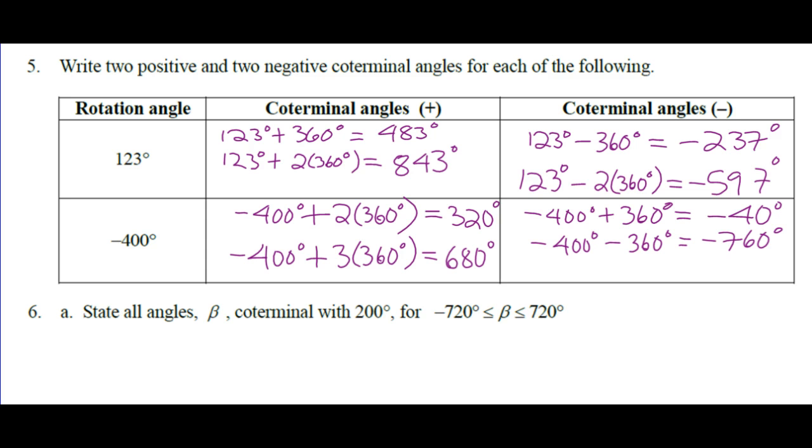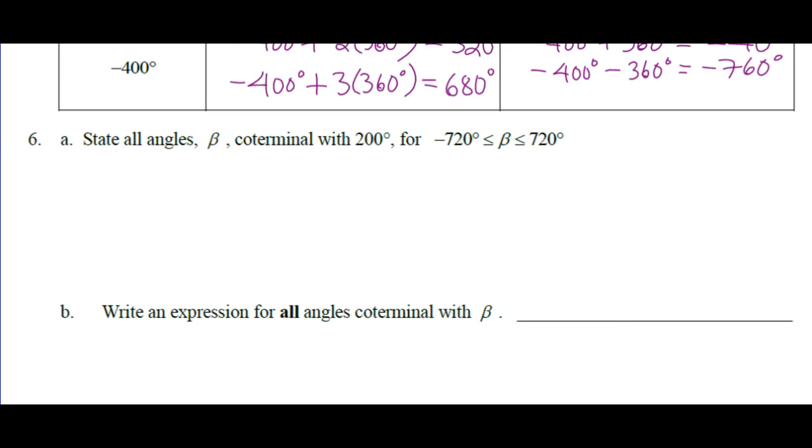Coterminal, same terminal arm. State all angles coterminal with 200 degrees, where beta is between negative 720 and 720. Okay, we start with 200, so let's go down first. So 200 degrees minus 360 degrees will be how much? Negative 160.